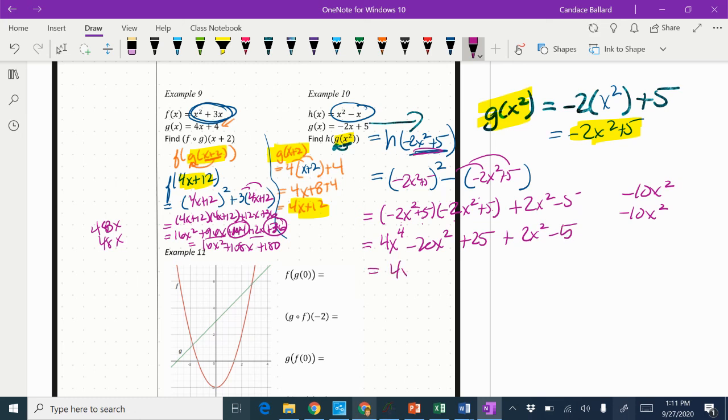All right, so we've got 4x to the fourth. Negative 20x squared and positive 2x squared would be negative 18x squared. 25 minus 5 would be 20.